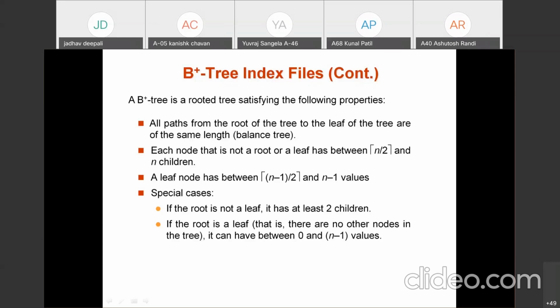So remember these major properties of a B+ tree. All paths from the root of the tree to the leaf of the tree are the same length, a balanced tree. Each node that is not a root node or leaf node, meaning internal nodes, has n/2 to n children. See, this question is normally asked in objective type questions. A leaf node has between (n-1)/2 and n-1 values. If the root node is not a leaf, it has at least 2 children. And if the root node is a leaf node, meaning there is a single node and no other node, it has between 0 and n-1 values.